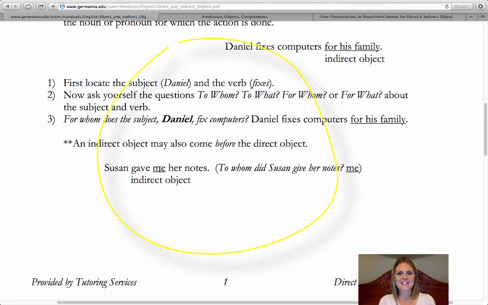Bam! And that is direct objects, and that is indirect objects. And we are done.